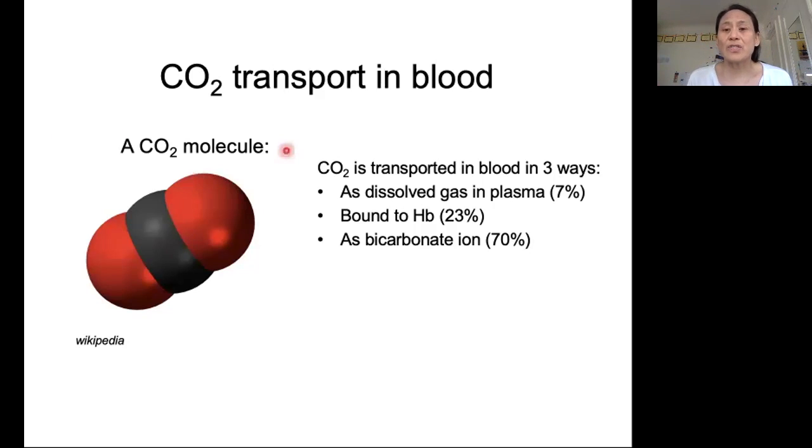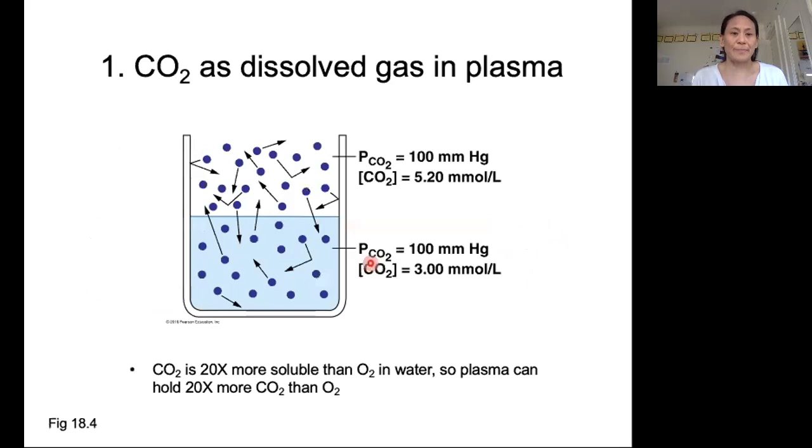Carbon dioxide is transported in the blood in three ways. First, about 7% of the carbon dioxide in our blood is carried as dissolved gas in the plasma. About 23% is carried bound to hemoglobin. And then most of the carbon dioxide carried in our blood is carried in the form of bicarbonate ion. Let's take a look at these one at a time.